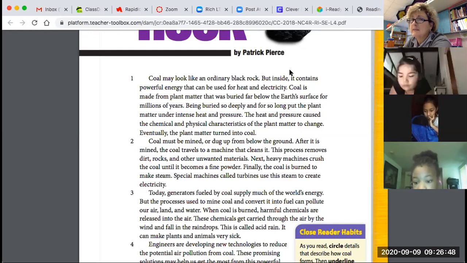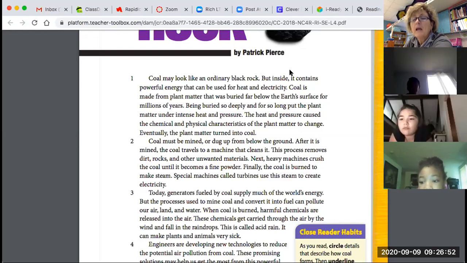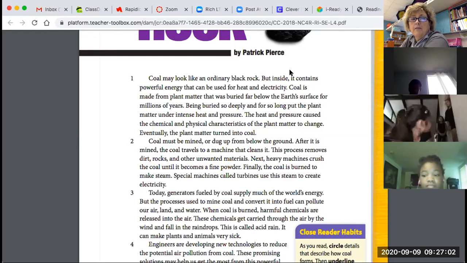So coal is what type of rock? Metamorphic. Coal is a metamorphic rock. Coal must be mined or dug up from below the ground. After it's mined, the coal travels to a machine that cleans it. The process removes dirt, rock, and other unwanted materials.